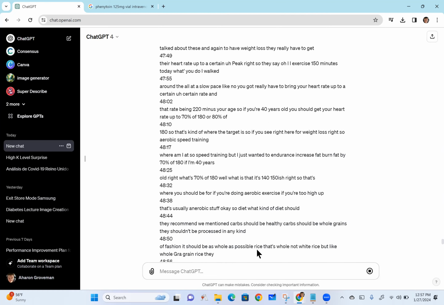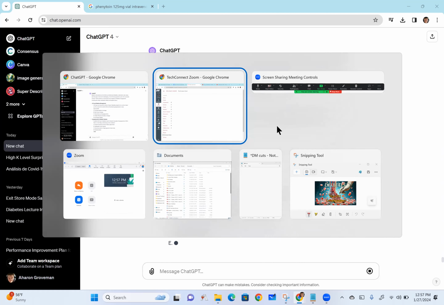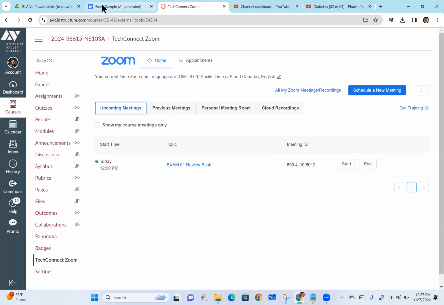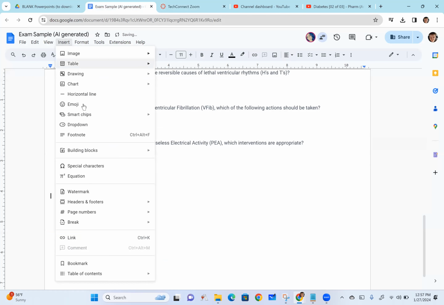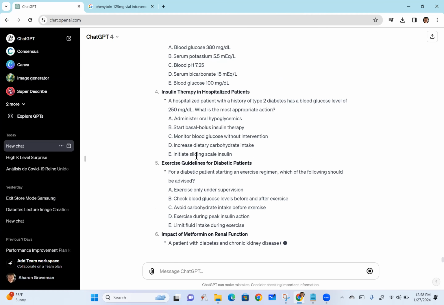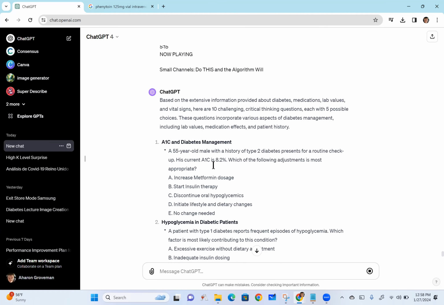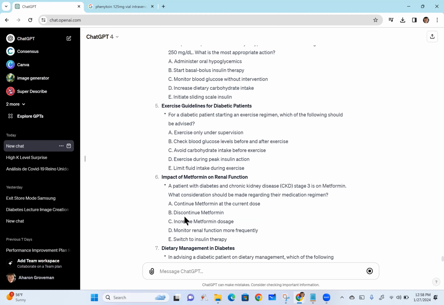Let's go down there. There we go. So let's go ahead and copy them over here when they're done. Let's insert a horizontal line, and let's make this one diabetes questions, meds, and treatment questions. Let's let it finish. We're on number 6 right now.